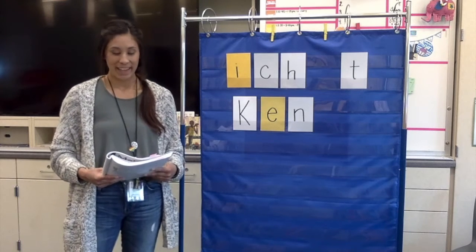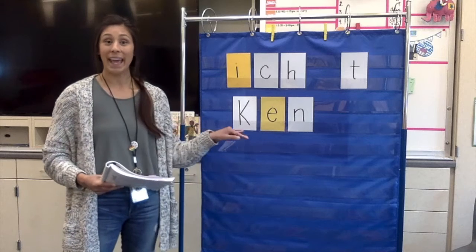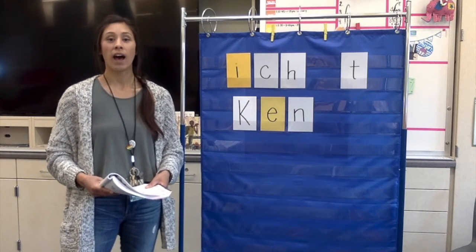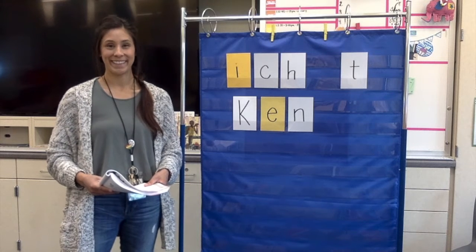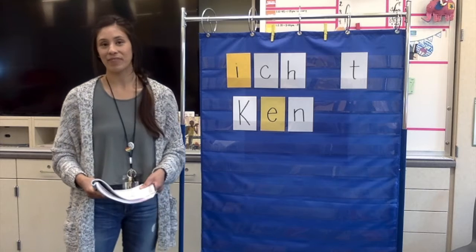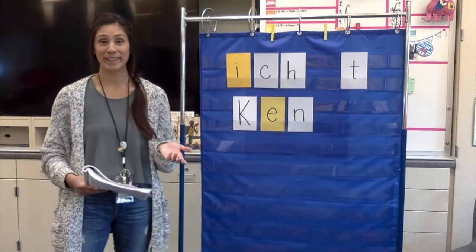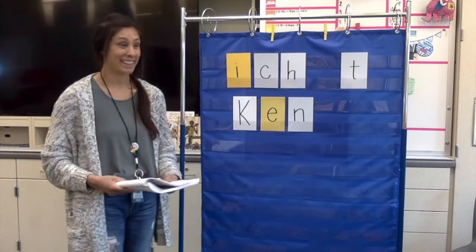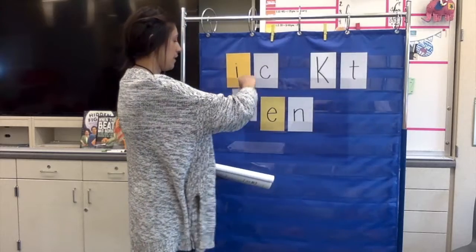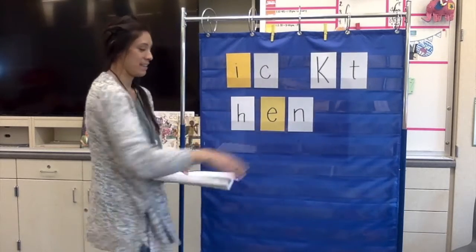All right. Next, you're going to replace the beginning sound in Ken with a letter that makes the sound, horse. All right, boys and girls, what word did you build? Hen. Nice job. So I'm going to trade out my K for an H, so I have H-E-N, hen.